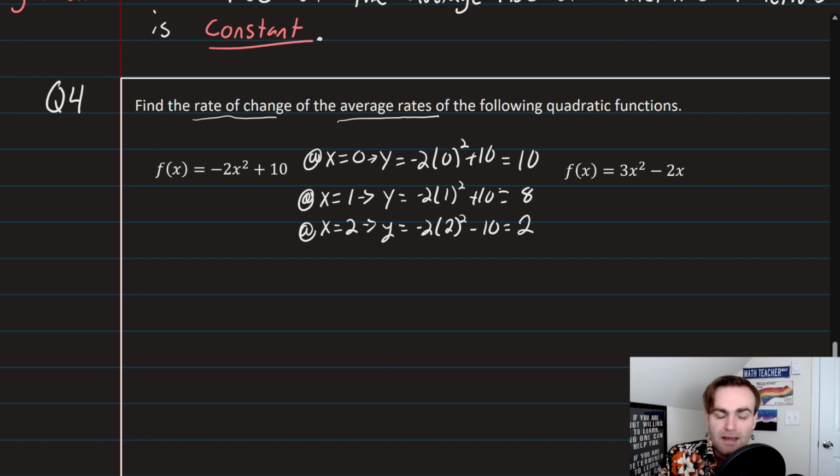So now we're going to find the average rate of change between point 1 and 2, and then point 2 and 3.